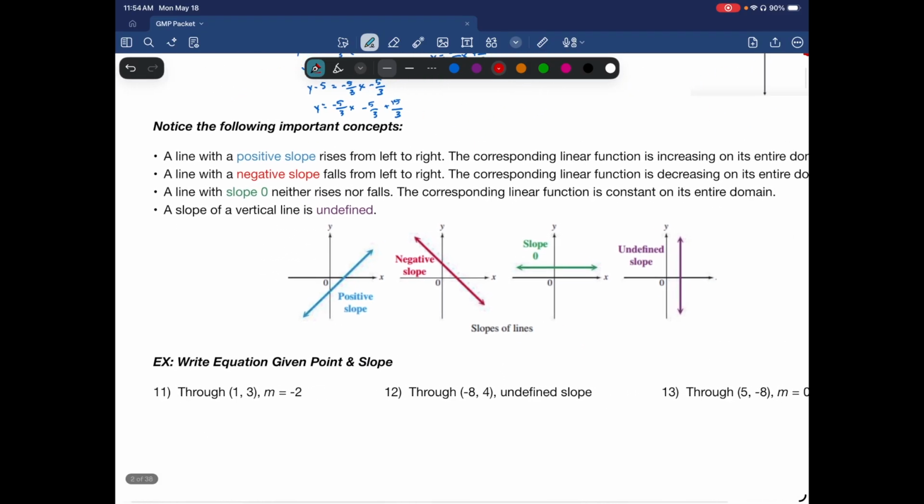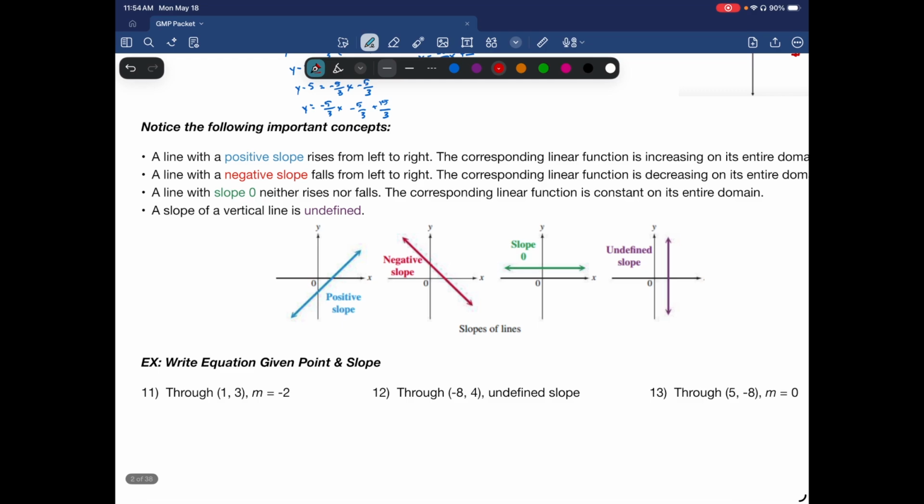All right, so just to sum up, a line with positive slope goes up from left to right. A negative slope goes down from left to right. A slope of 0 is a horizontal line, and a slope of undefined is a vertical line.